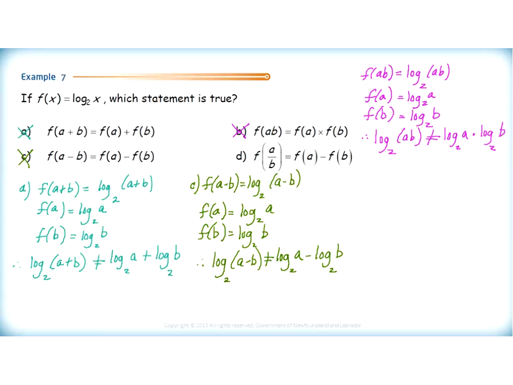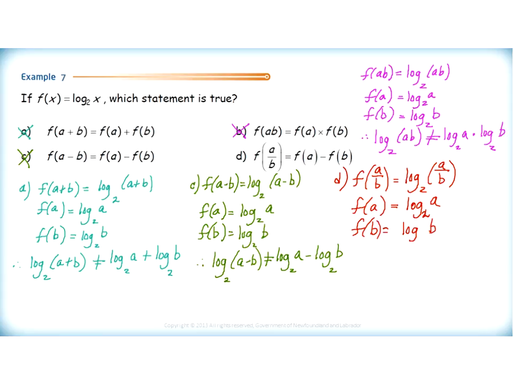So hopefully D will work out for us. In part D, we are looking for f of a over b. So that's equal to the log of a over b to the base of 2. And we've already determined that f of a is equal to the log of a to base 2, and f of b is equal to the log of b to base 2.